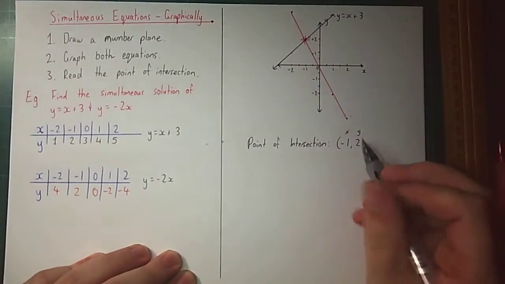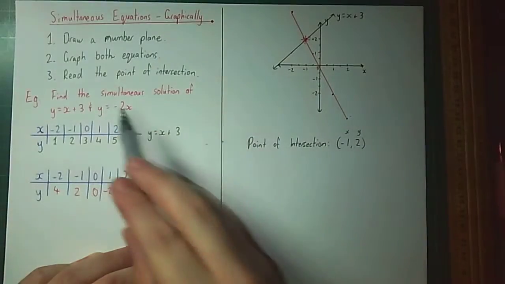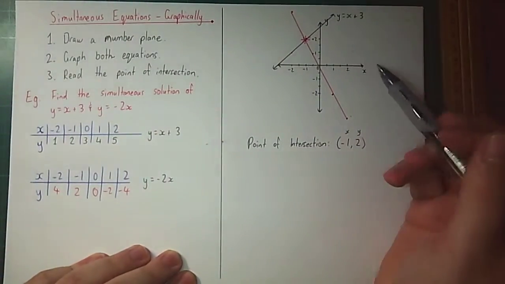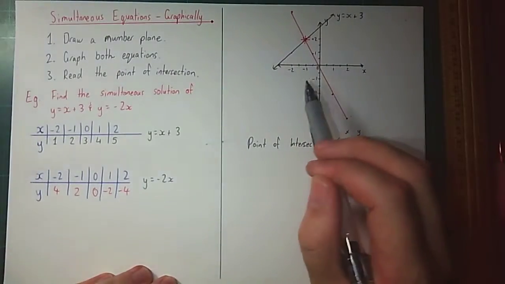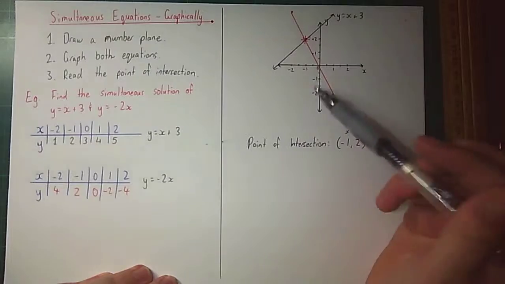And that's all you need to do. You need to be able to draw the number plane, graph both equations, and read off the point of intersection.